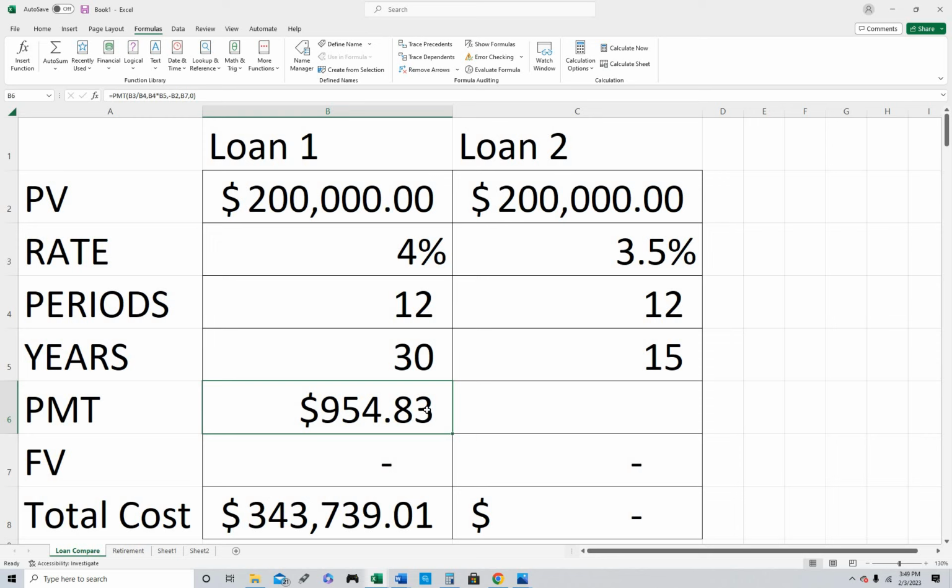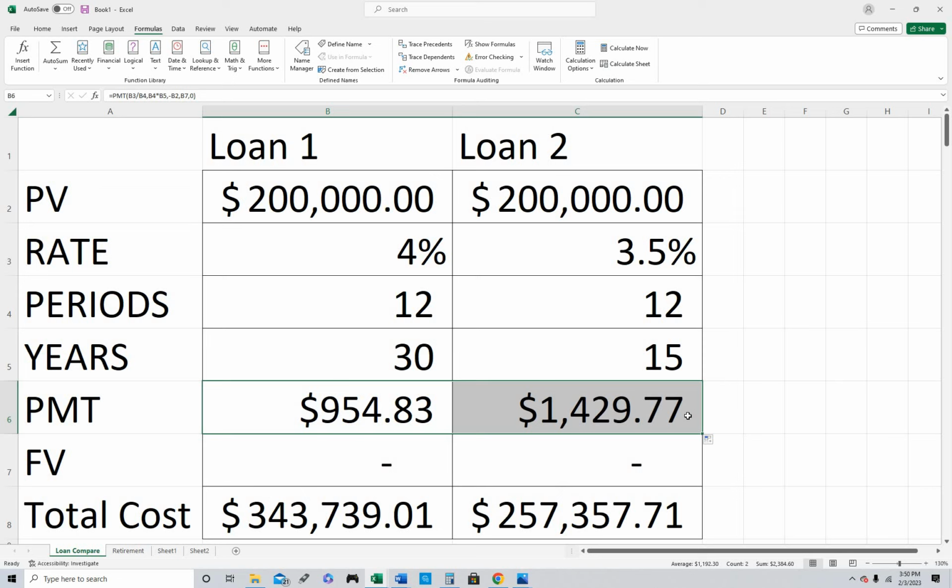Now, in previous videos I've said this, but you're going to click on that payment box that we just calculated, come down to the lower right-hand corner, get a black plus sign, and you're going to drag it to the right. This will fill in the information for loan 2 for you, so you don't have to open that function box again. And now you can compare. This payment is lower, but the total cost of the loan for loan 2 is significantly cheaper. And that is because you're having a higher payment and you're paying it back in a quicker time frame.